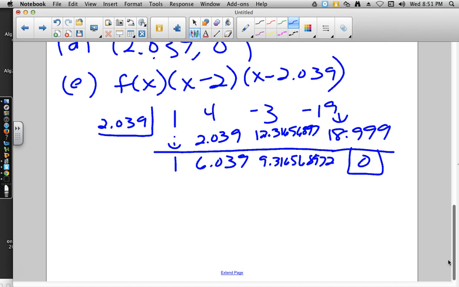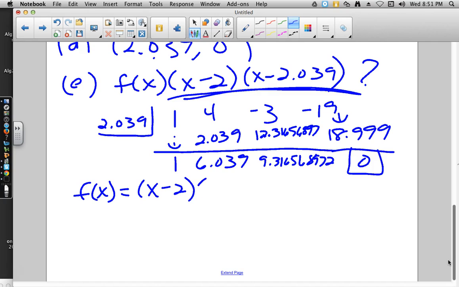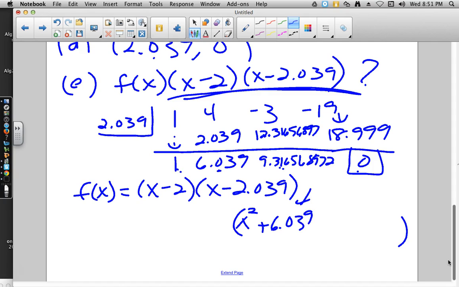So we had our first 2 pieces, and the question was, what's going to go there? Well, now we know. f of x is going to be x minus 2, x minus 2.039, and now we have to write down what on earth we got from this mess. I'm not going to be able to fit this here since I wrote so big, but this is what we had. So the remainder constant: x squared plus, and now I'll go ahead and round to 3 decimal places, 6.039x, and then plus 9.317, rounded to 3 decimal places.